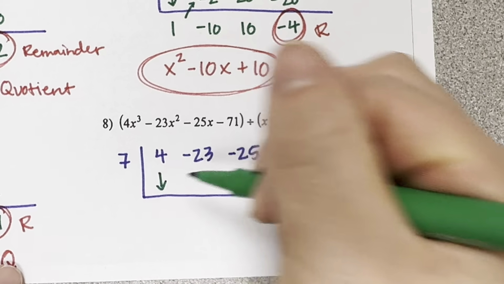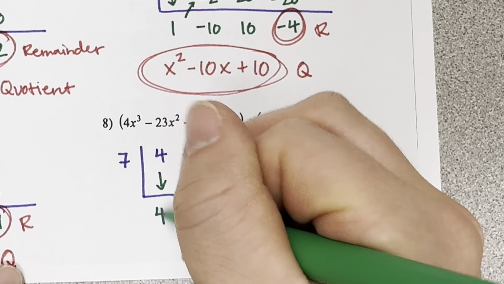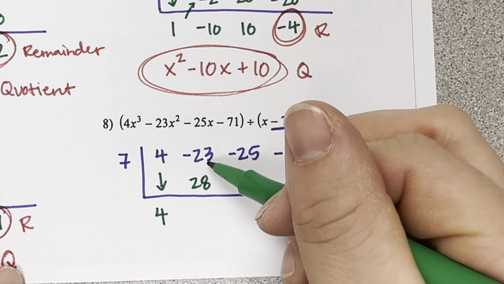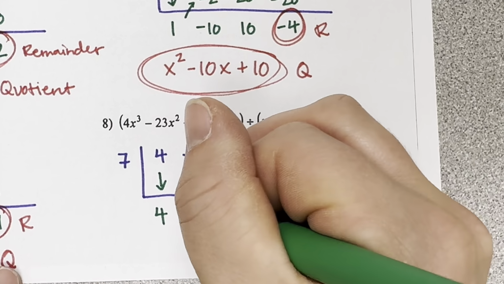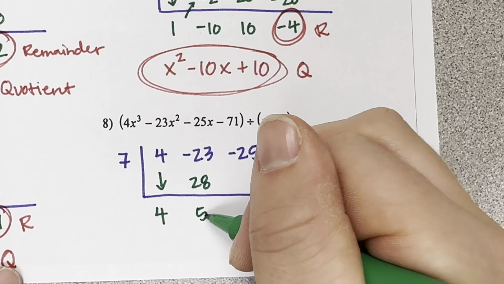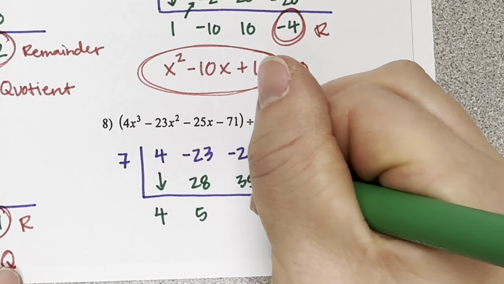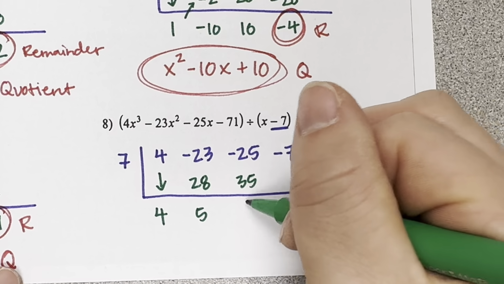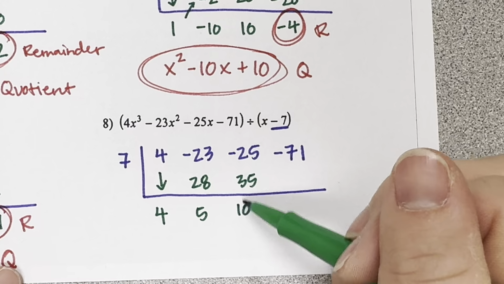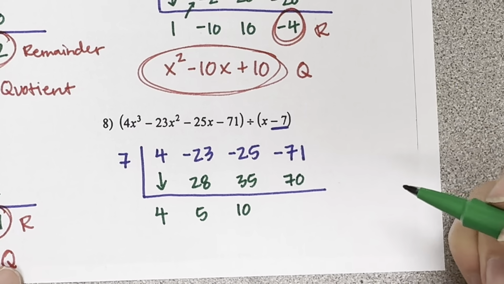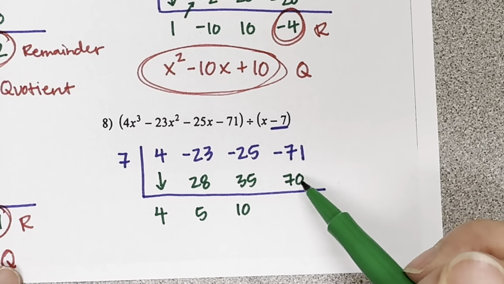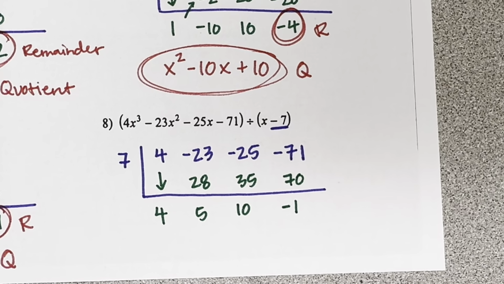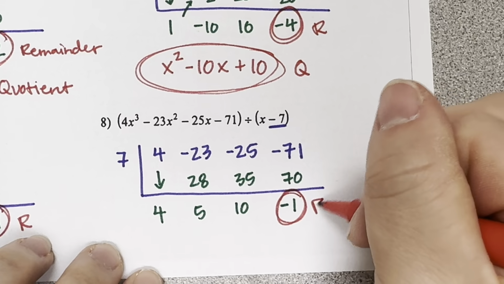Okay, go ahead and drop that first number. 4 times 7 is 28. Negative 23 plus 28 is going to give me positive 5. 5 times 7 is 35. Negative 25 plus 35 gives me positive 10. 10 times 7 is positive 70. Negative 71 plus 70 gives me negative 1. Okay, I have a remainder of negative 1.